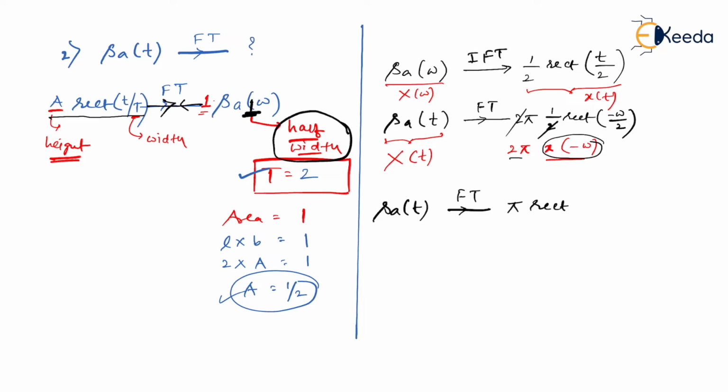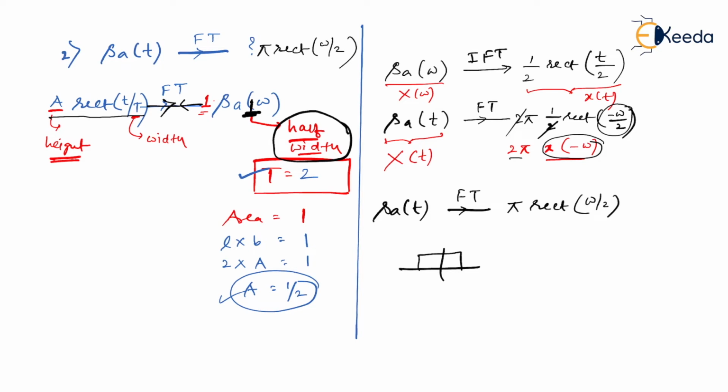Now, you know what? A rectangular function is an even signal. This is an even signal. Therefore, rect of t and rect of minus t is the same. Similarly, rect of omega and rect of minus omega is the same. So rect of minus omega should be replaced back with rect of omega. Therefore, I can rewrite this, which was rect of a function of minus omega by 2, so I'll simply write omega by 2. Is that right? So this is the final answer. So the Fourier transform for sampling of t is pi rect of omega by 2.